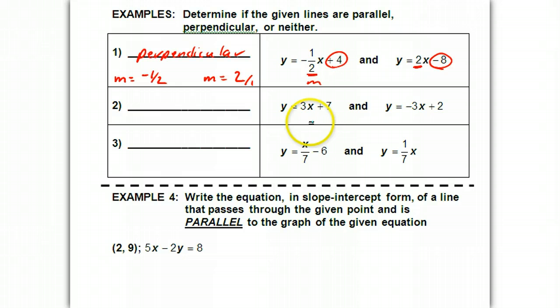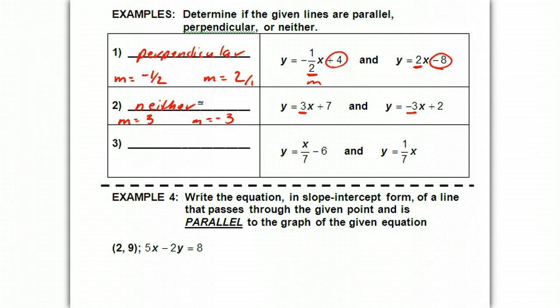Okay, let's take a look at this one. The slope here is 3, and the slope here is minus 3. Are these the same slope? No. Are they negative reciprocals of each other? Well, I changed the sign here, but it's not the reciprocal. So these are neither.